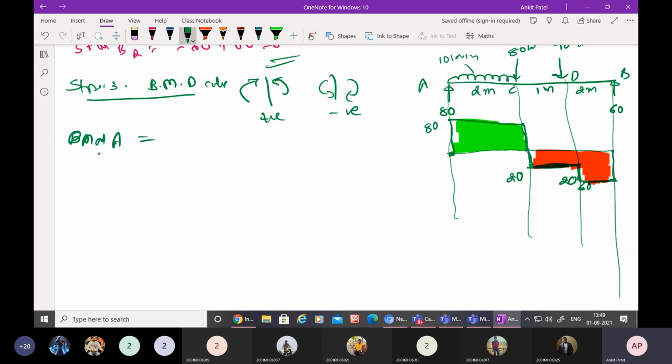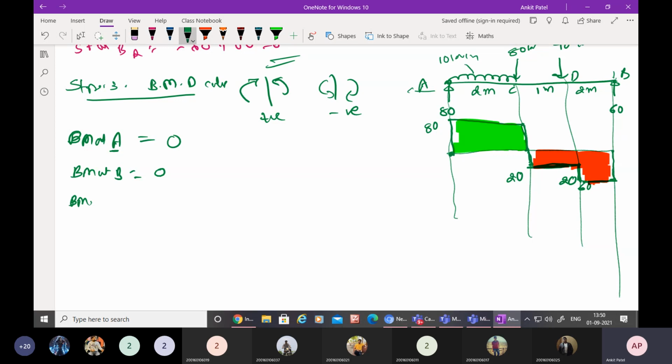What you have to do is put your thumb at A and fingers from left to right. So now I'm going to put my thumb over here and look at the left hand side of this section. There is no force, so the bending moment at A is equal to 0. Same way, bending moment at B, let's calculate from the right hand side. Put your thumb at B and calculate from the right hand side. There is no force on the right hand side of B, so the bending moment at B is also 0. We will do the calculation from the left hand side also and cross verify this value.